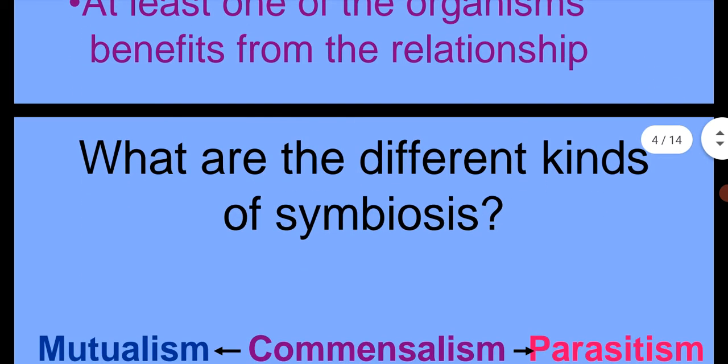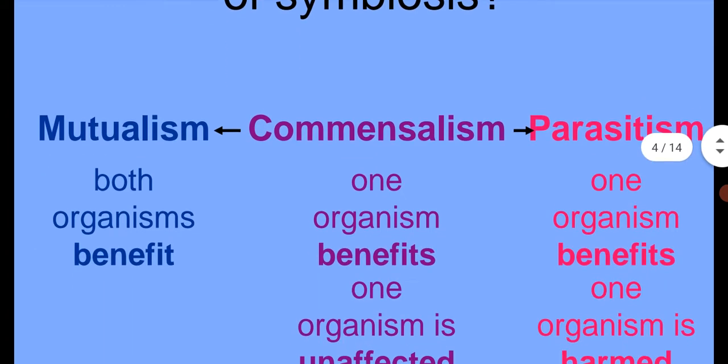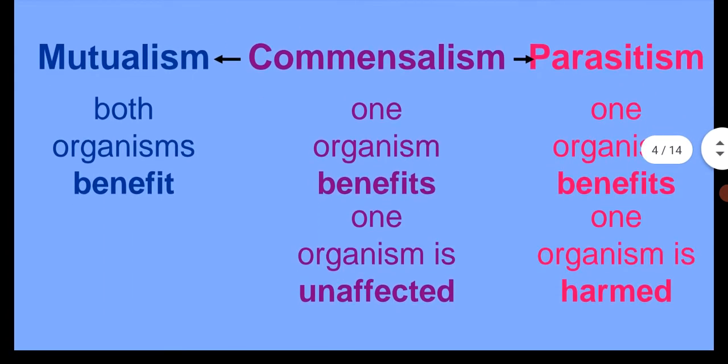So what are some different kinds of symbiosis? Three we're going to talk about are mutualism, in which both organisms benefit; commensalism, in which one organism benefits and the other organism is unaffected; and parasitism, where one organism benefits and the other organism is harmed.